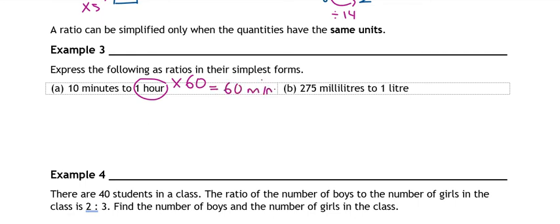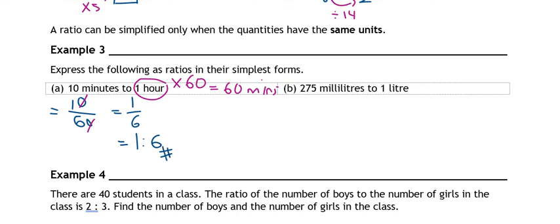Now here, when you know that already, 10 minutes to 60 minutes, you can make it like this, 10 out of 60. And since they have the same quantity, you can cancel them. That's very important, to make sure that both have the same quantity, otherwise you cannot cancel it. So your answer for this one is 1:6.